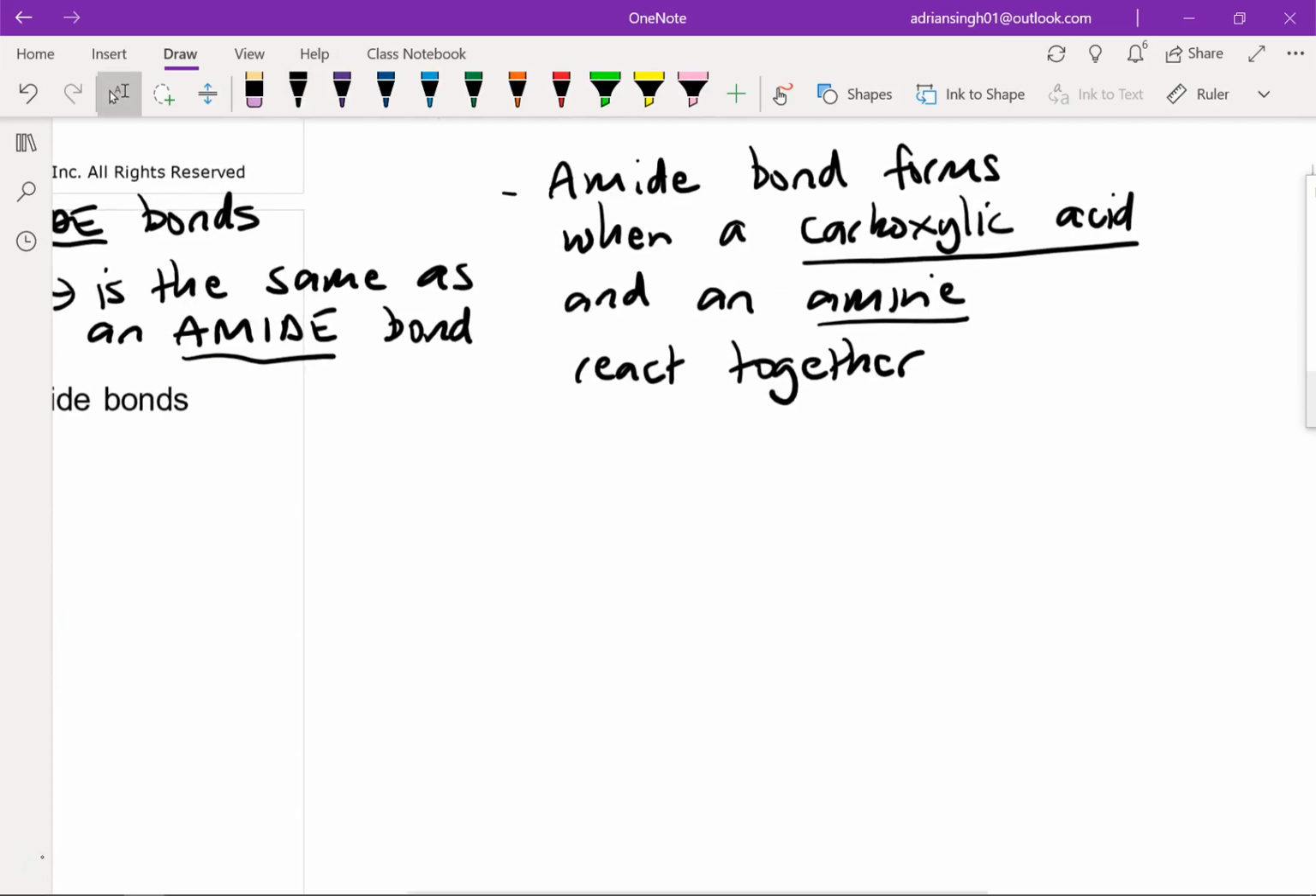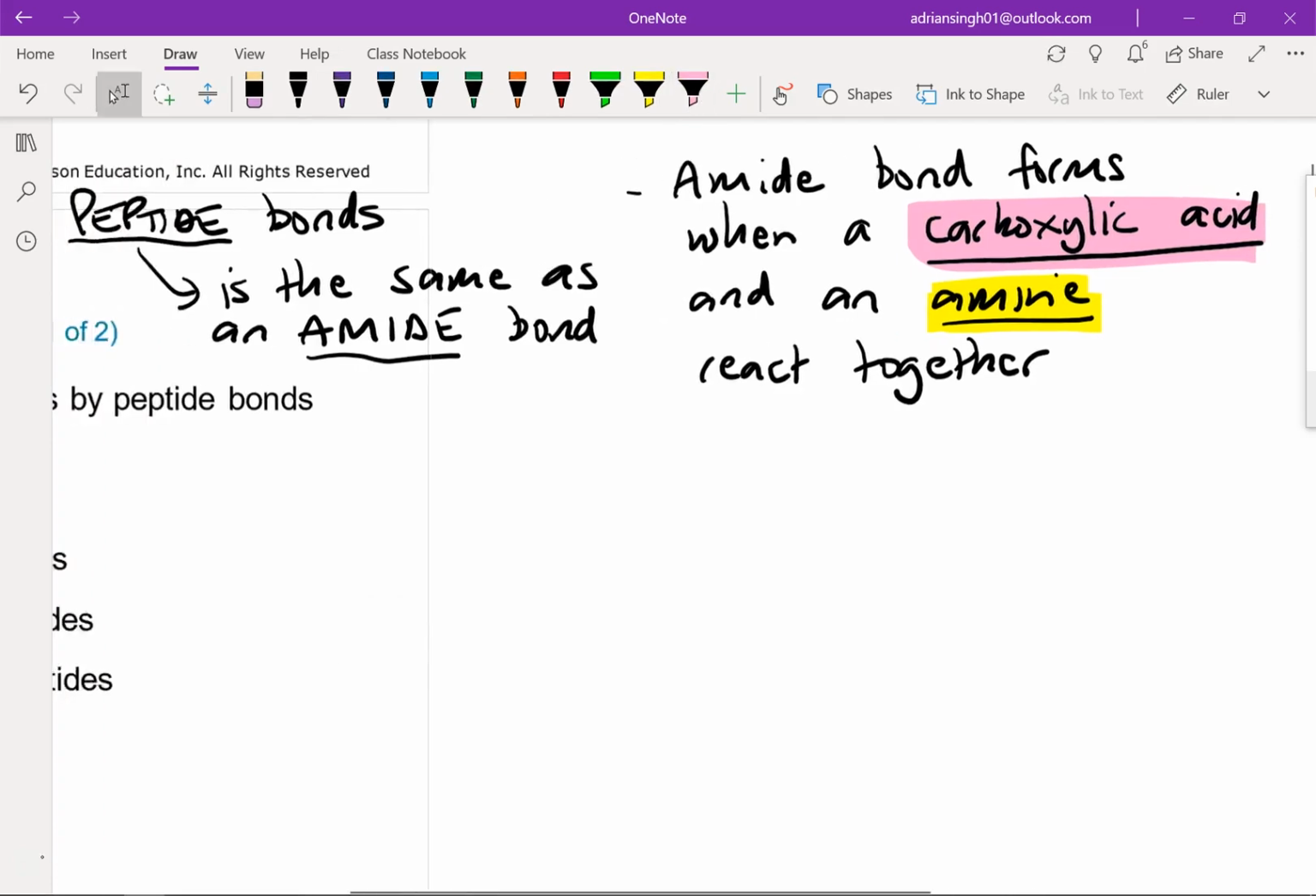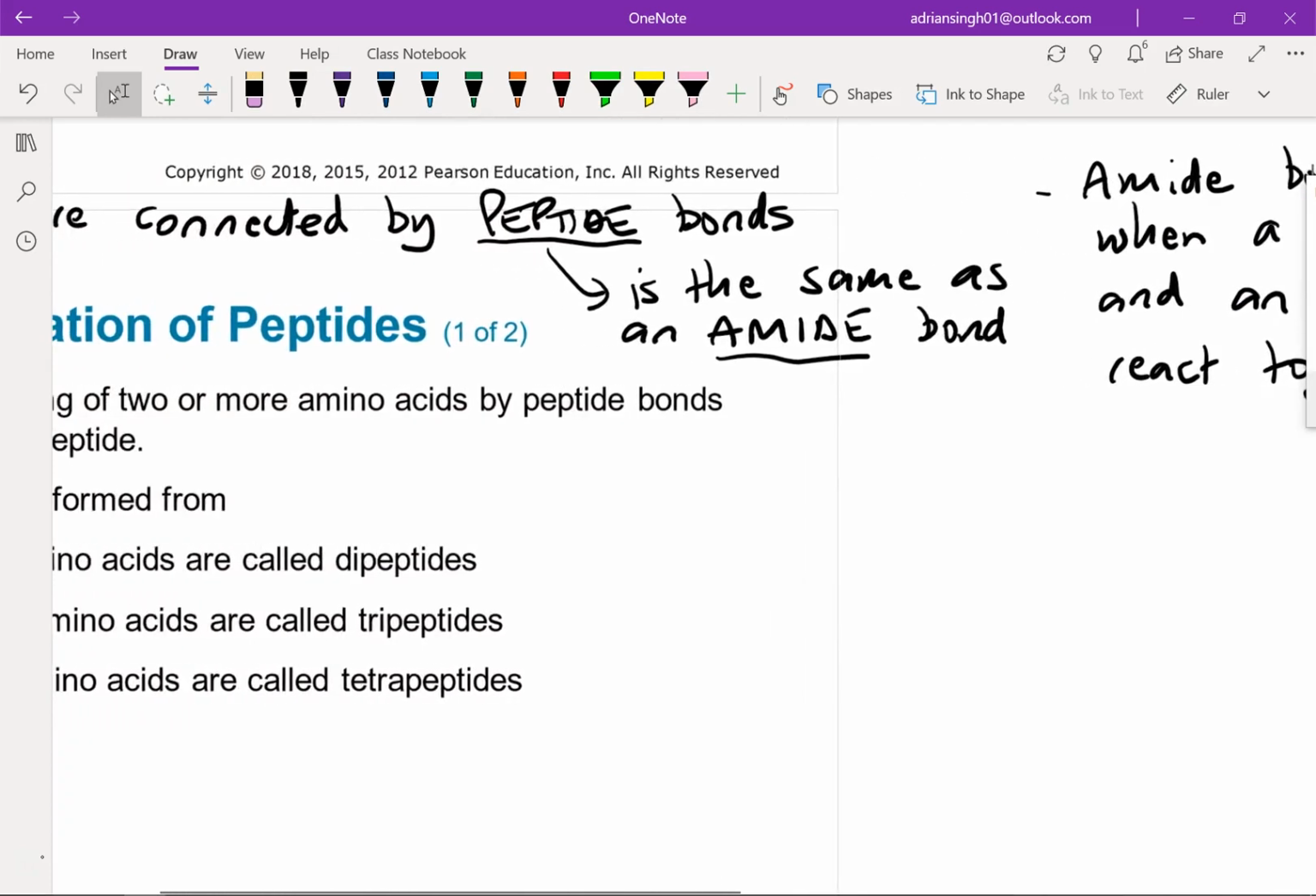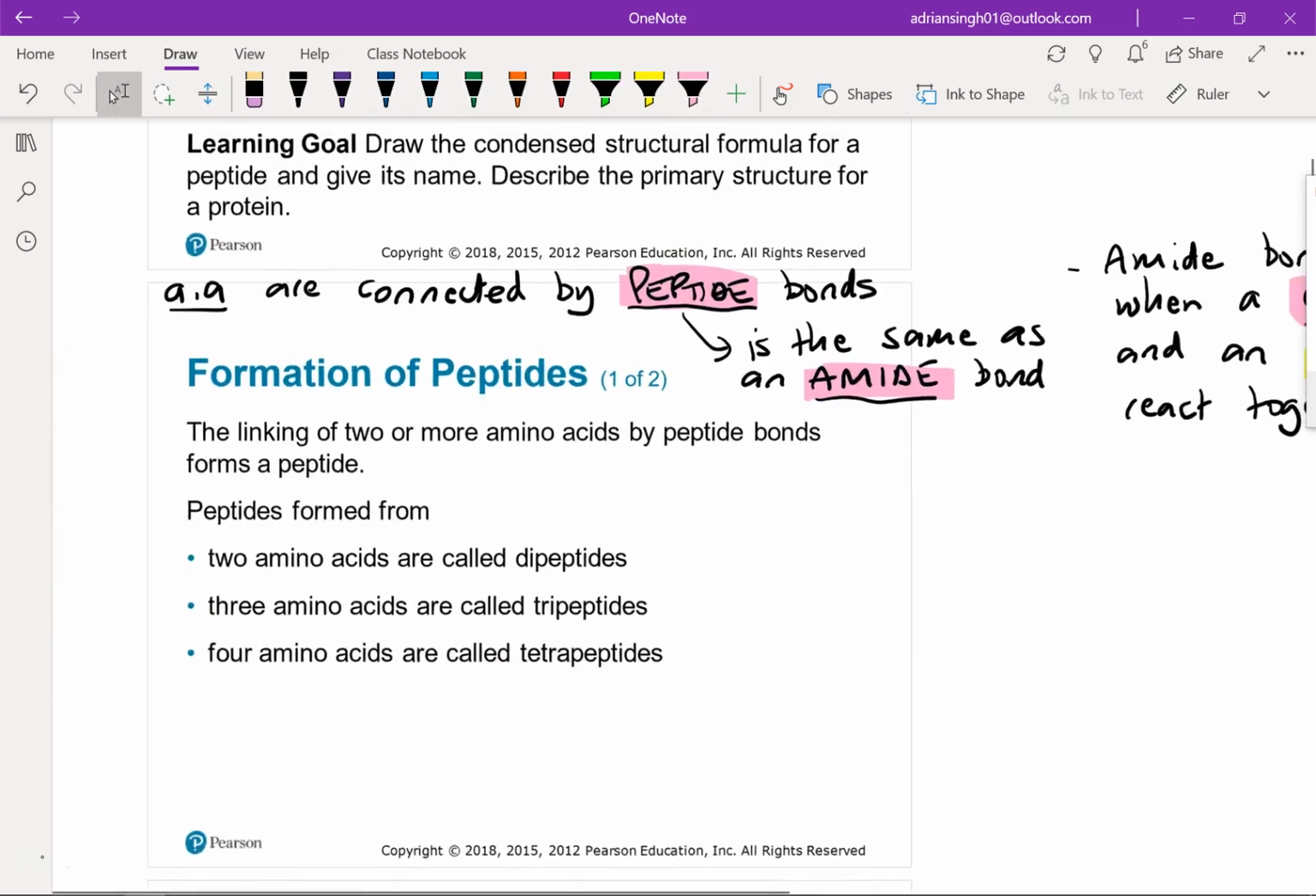Well, guess what? What functional groups does an amino acid contain? Well, it contains an amino group and it contains an acid group, right? So an amino acid actually has all the right ingredients to make these amide bonds, which in a protein we just call a peptide, right? Peptide and amide mean the exact same thing.